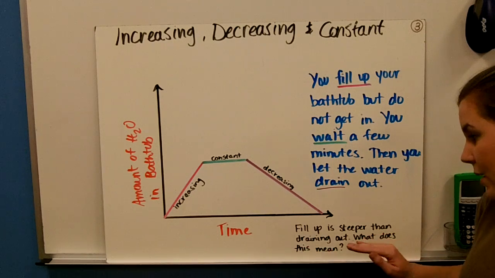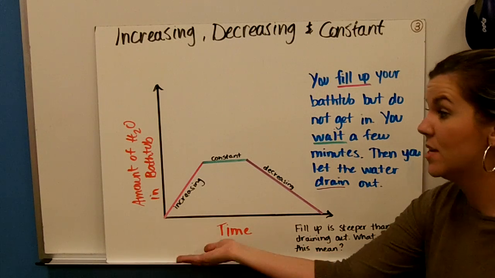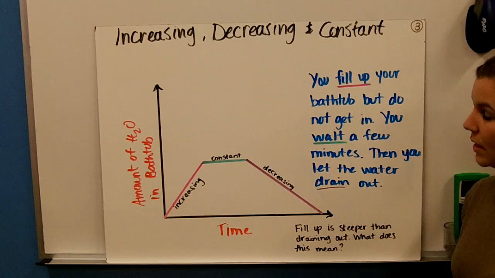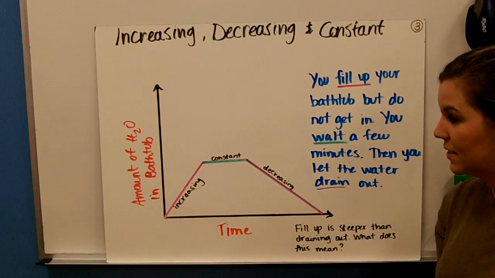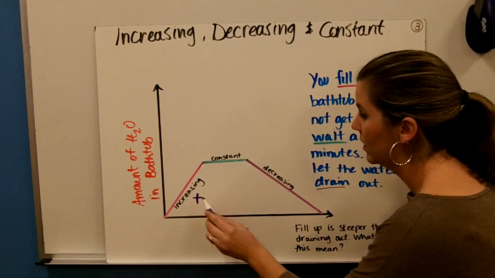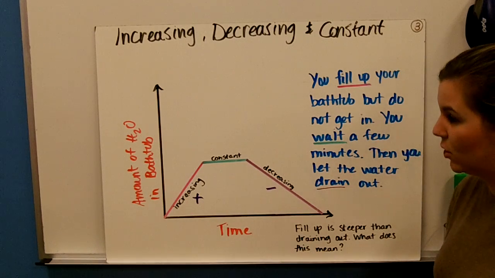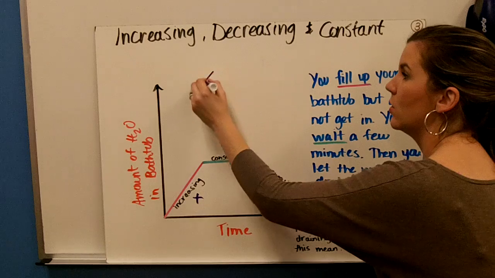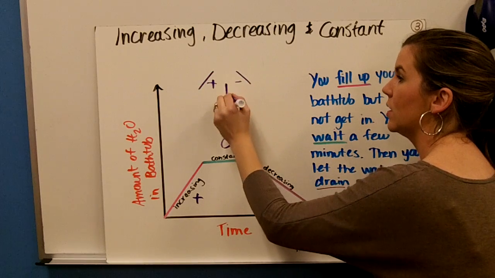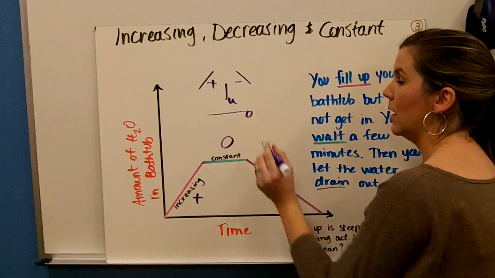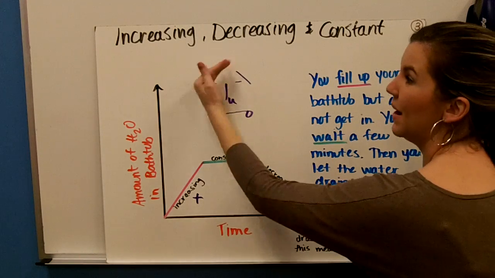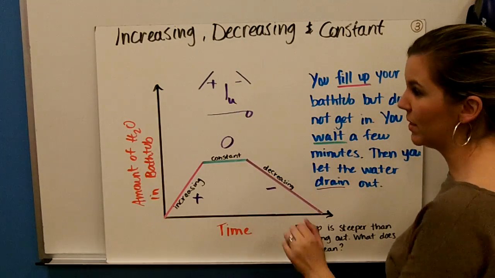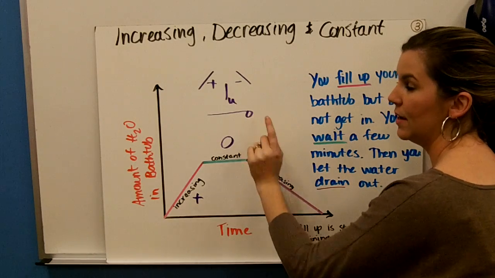All right, so fill-up is steeper than draining out. What does this mean? It means that the water goes into the tub faster than the water drains out. This line is increasing. It has a positive slope. This line is decreasing. It has a negative slope. And this line is constant. The slope is 0. And I'm sure that you are familiar with slope dude. And this is the slope face, a positive slope, a negative slope. A vertical line has an undefined slope, that's what the U stands for, and a horizontal line has a 0 slope.